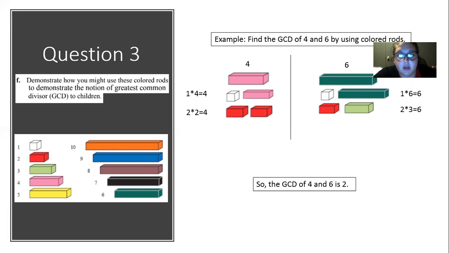And looking at these blocks, you're going to say, now what is the one closest to the bottom that is on each side? Which one is the same on both sides? And a child's going to say, instantly it's the red block. Well, this red block is a representation of 2. So this is a simple way to explain the greatest common divisor to children.